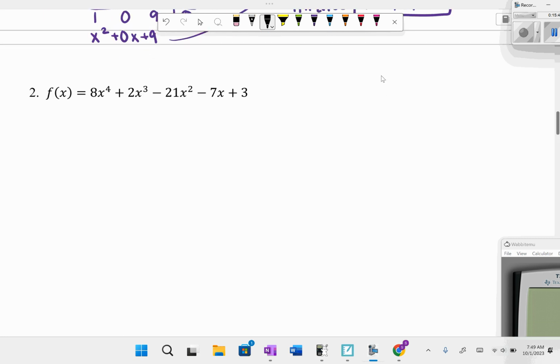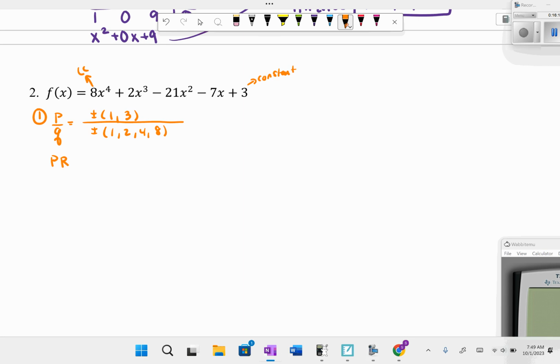All right, so for this problem, same thing. We're going to first find our possible rational roots, listing our p's over our q. So we have to find factors of the constant over factors of the leading coefficient. Factors of the constant are plus or minus 1 and plus or minus 3. And the leading coefficient would be factors of 8, so plus or minus 1, 2, 4, and 8.